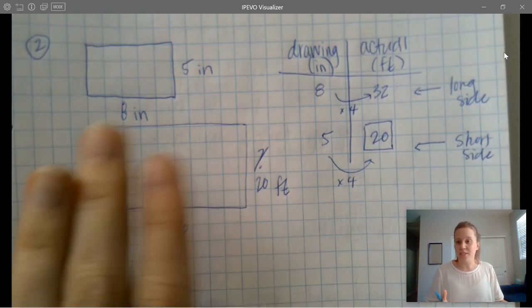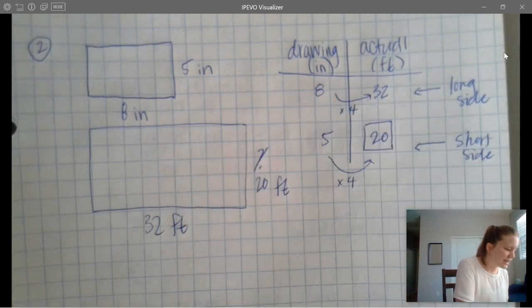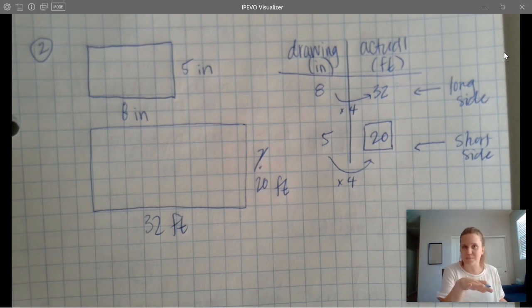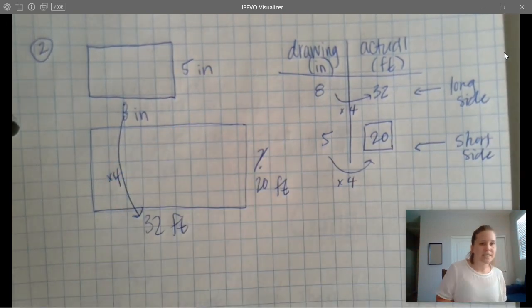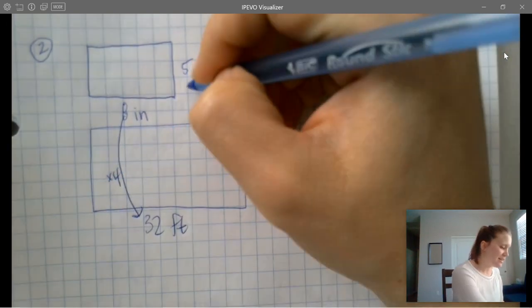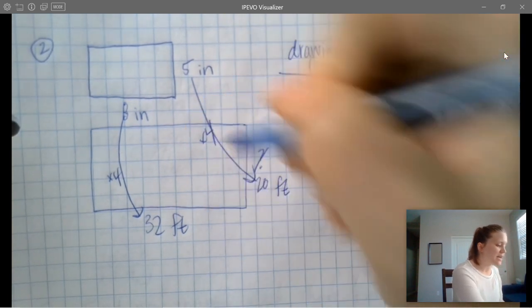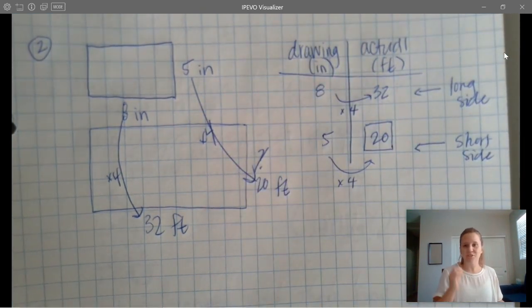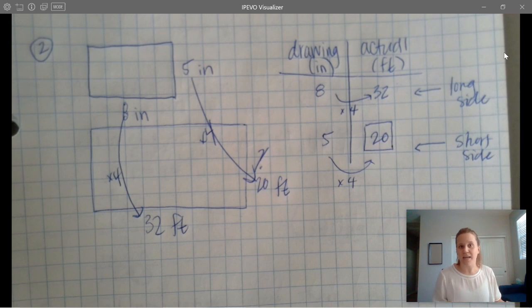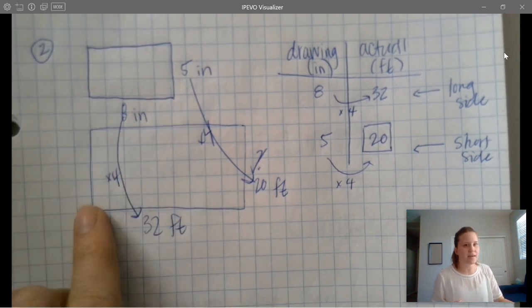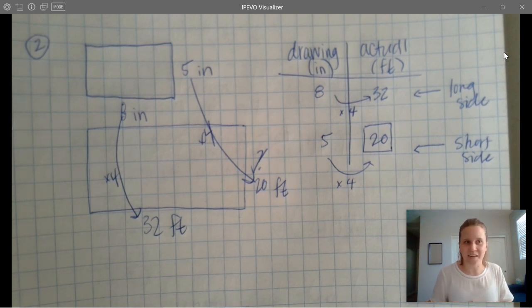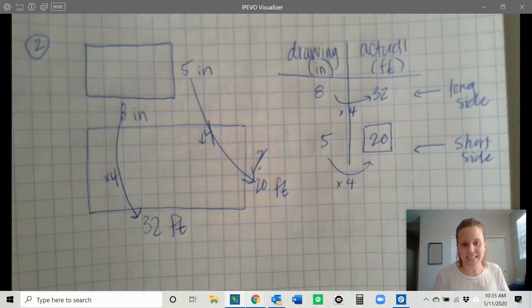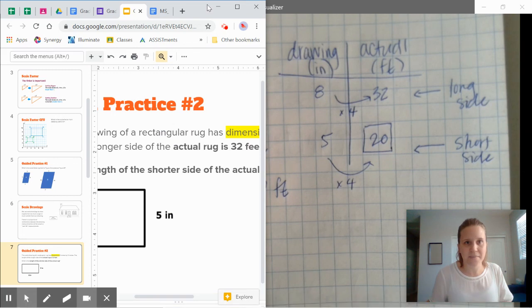Now you can also just use the picture, and this works really well when I've got simple shapes like a rectangle, so feel free to use this strategy. If I can draw an arrow to corresponding sides and see that, yep, that's times 4, then I also know this one would need to be times 4. Okay, you just have to make sure your arrow goes to corresponding sides. So if it's the bottom here, then it's the bottom here, as long as the picture isn't turned around. All right, 20 feet is our answer. Great work, team.